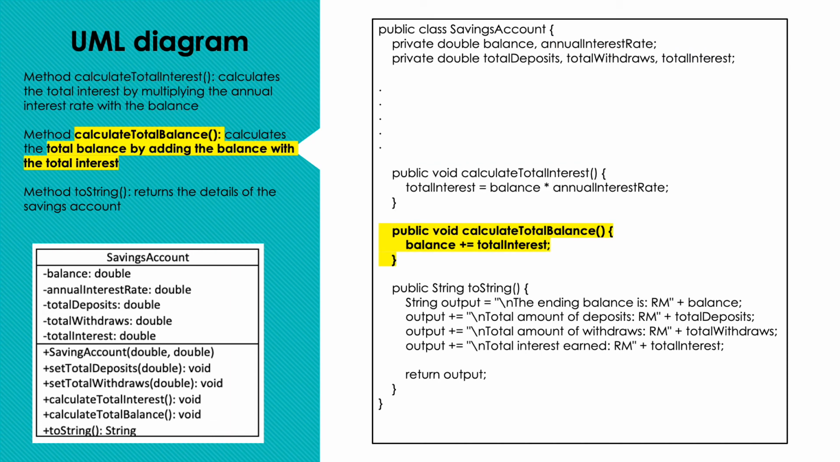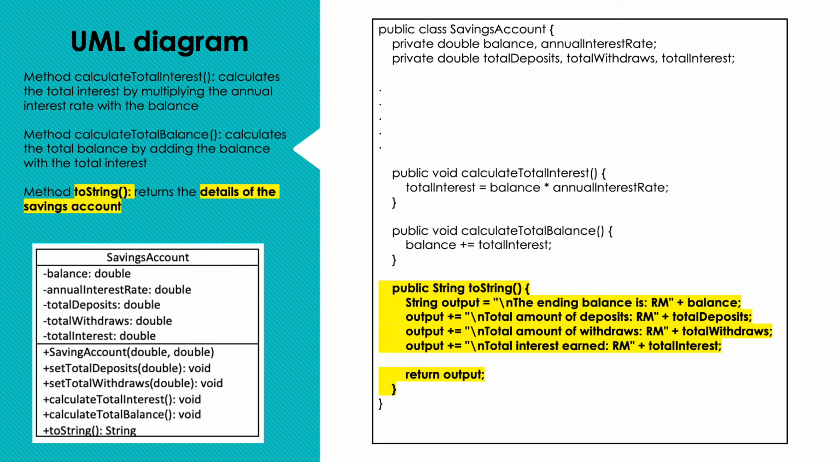We have the calculateTotalBalance method. It calculates the total balance by adding the balance with the total interest. So we would write public void calculateTotalBalance, balance plus equal totalInterest, or you can write it as balance equal balance plus totalInterest.